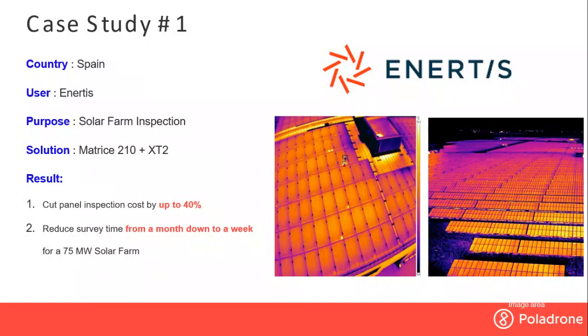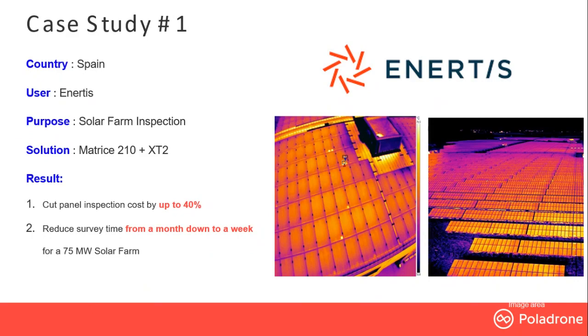For this case study, they are using the Matrice 210 series plus the XT2. Basically they use it to inspect their solar farm. As you can see in the picture, they inspect it very frequently. As a result, they can cut the panel inspection cost by up to 40% compared to their traditional method. It also reduced the survey time from a month down to a week for a 75 megawatt solar farm. So this is the result they can generate through using drone thermal imaging.